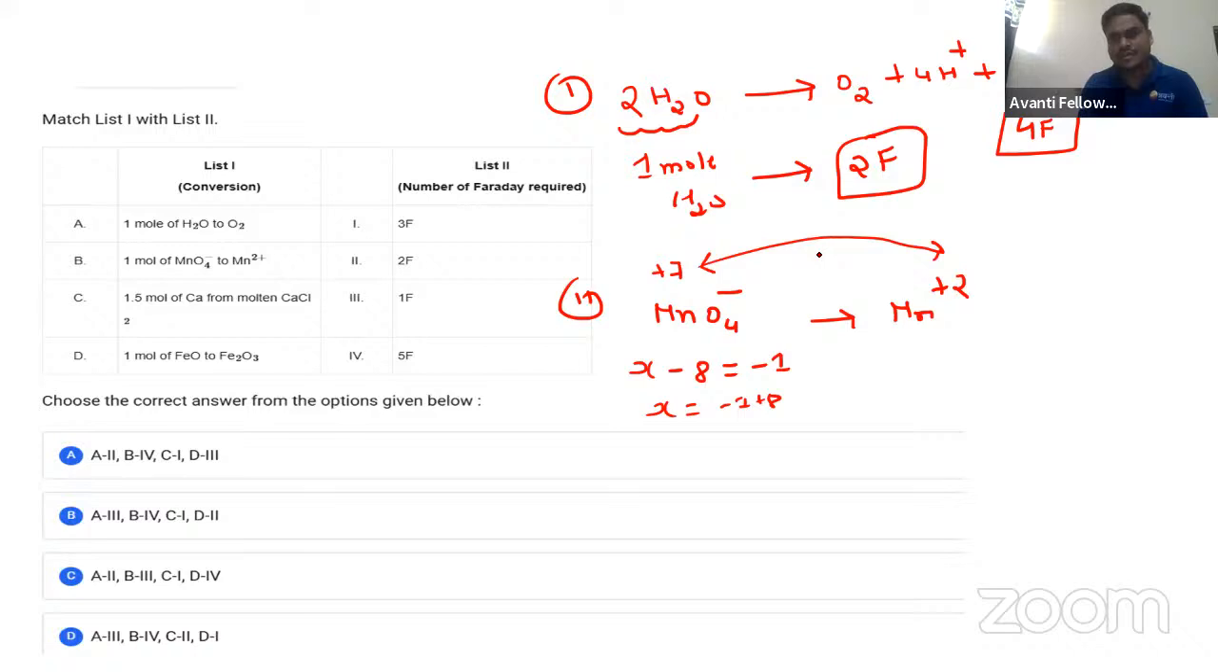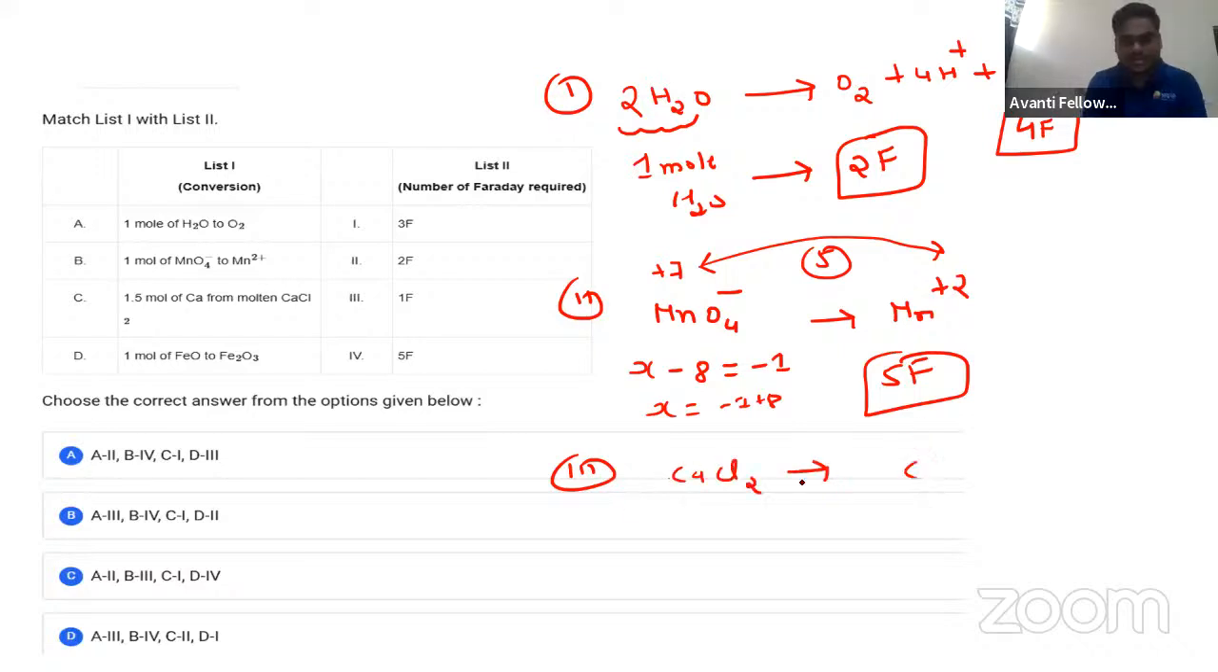So for this, 1 mole of... option ए बोला है बच्चे ने, करेक्ट. ठीक है, सो ए का तो हुआ 2, बिल्कुल करेक्ट. बी का हो गया 4. एक्सप्लेन कर देते हैं. सो फॉर सी, देखो ध्यान, 1.5 मोल ऑफ Ca from CaCl2.